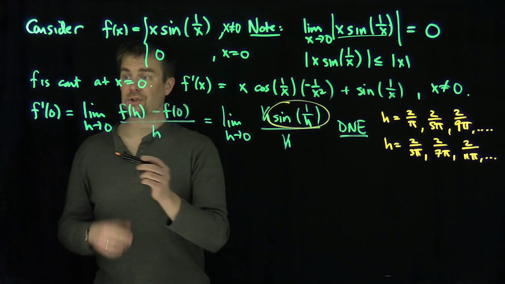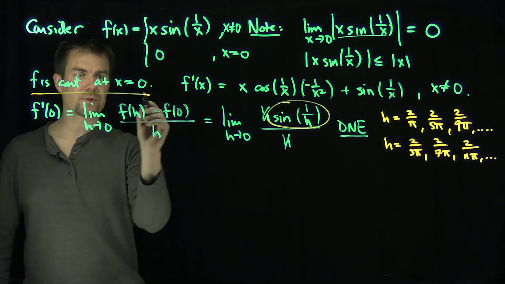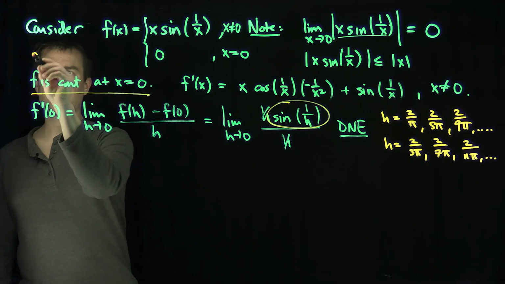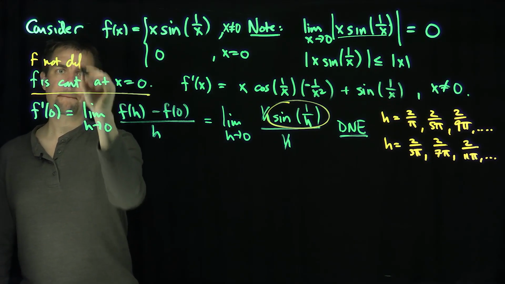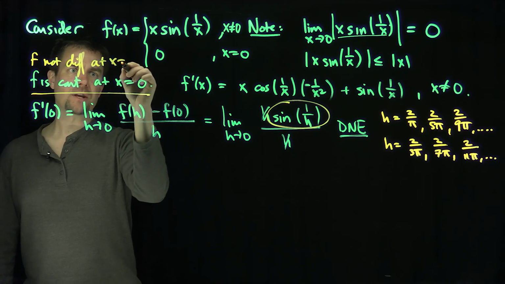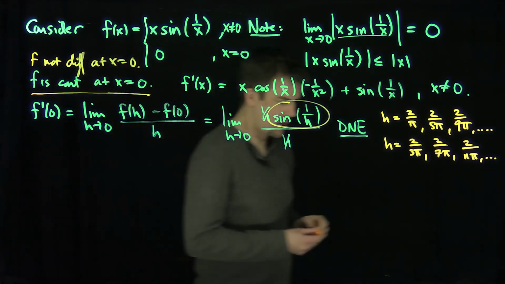And so now that limit does not exist. So this function is not differentiable at 0. This function is continuous at x equals 0, but not differentiable. F is not differentiable at x equals 0. Okay. Now let's do one more.